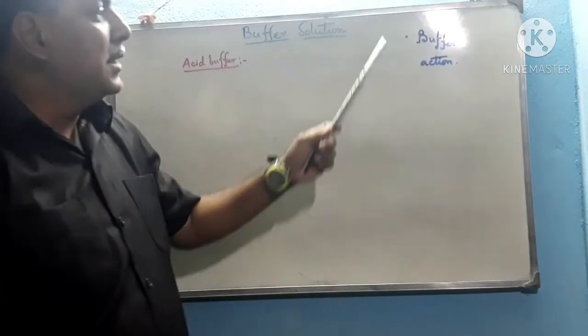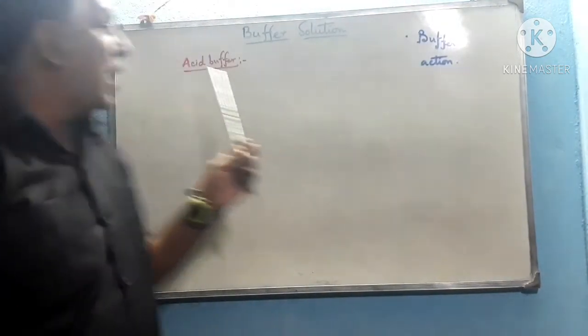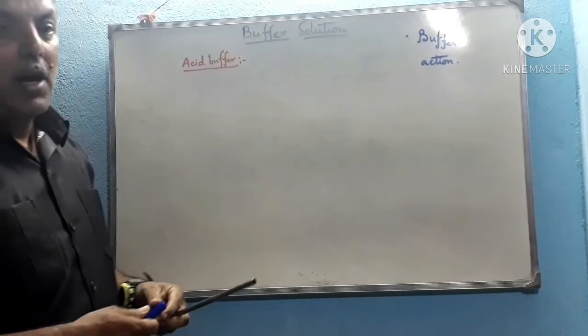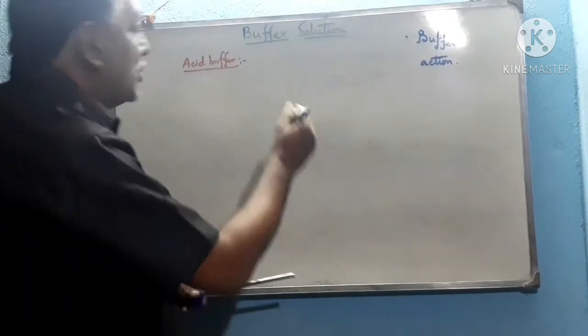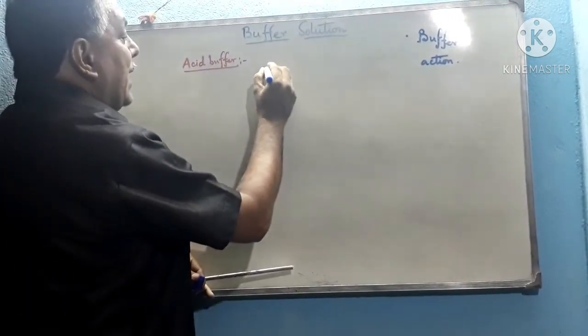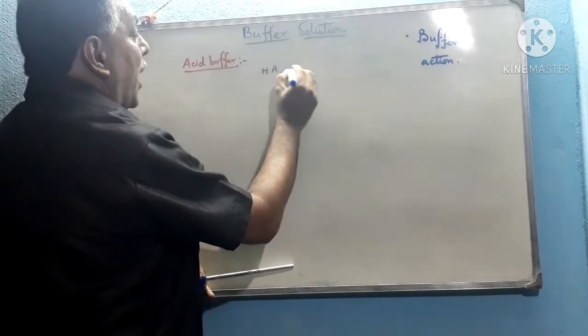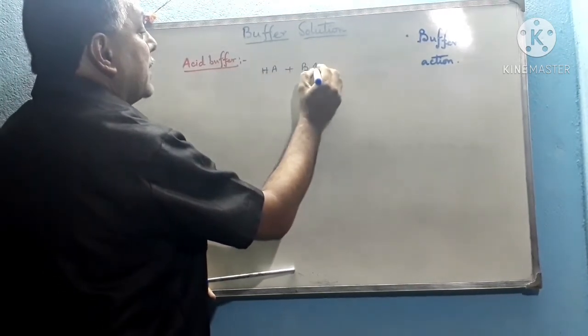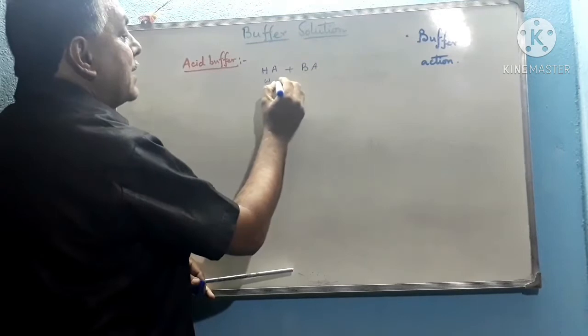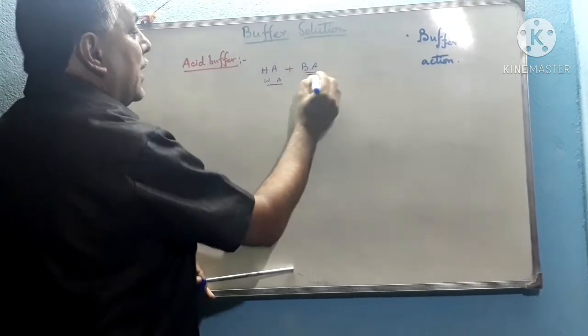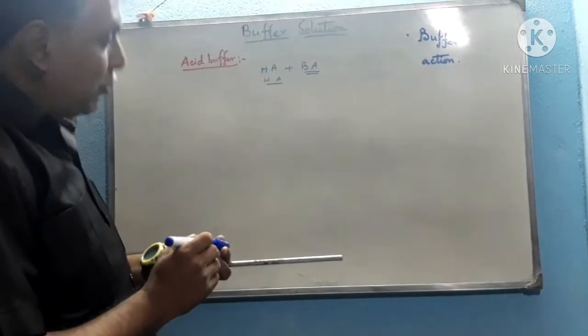Now I am discussing the buffer action. Buffer action of an acid buffer solution. First, I am discussing the buffer action of an acid buffer solution. Let HA plus BA be an acid buffer, where HA is a weak acid and BA is the strong electrolyte, the salt of that weak acid.